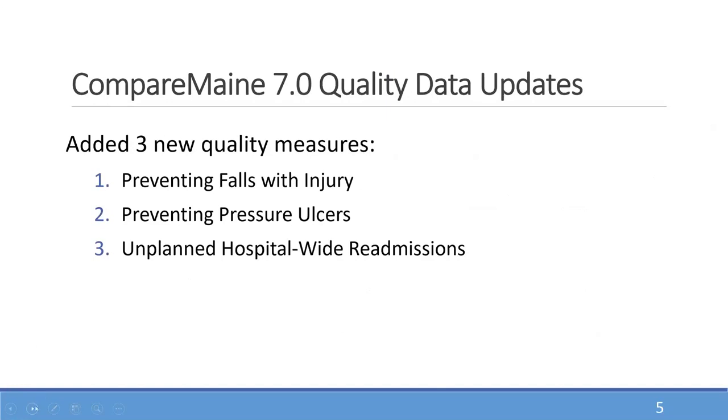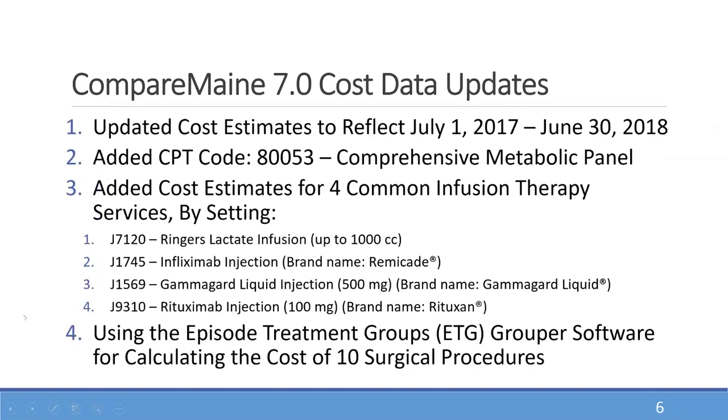In terms of the updates, the cost estimates will now reflect the time period July 1, 2017 through June 30 of 2018. We've added the procedure 80053, which is the comprehensive metabolic panel. We've added cost estimates for 4 common infusion therapy services, and you'll see those listed below, and they will be reported by setting.